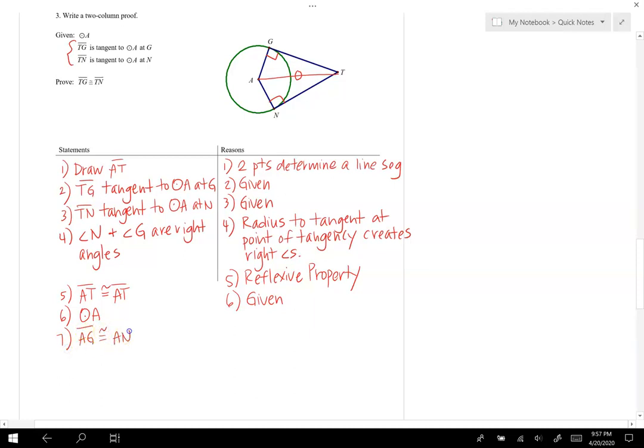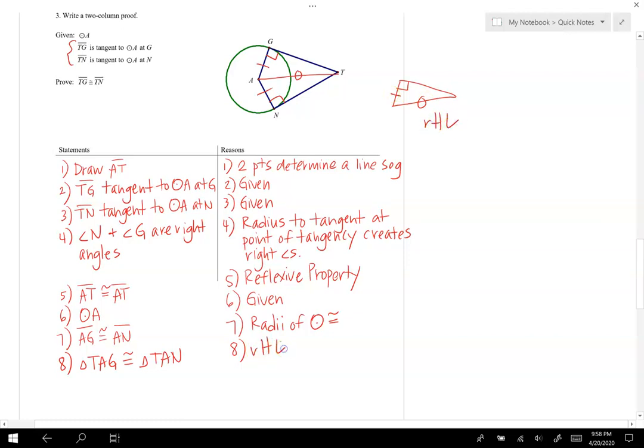Remember, if I'm moving too quickly, this is a video, so you can always play back or pause or whatever you need to do. So here's your reason. Review from last chapter, radii of a circle are congruent. And then we've got our 3 matches. So triangle TAG is congruent to triangle TAN by, and if I look at my picture here, looks like this. Just one of them. Right angle, hypotenuse, leg. I have RHL.